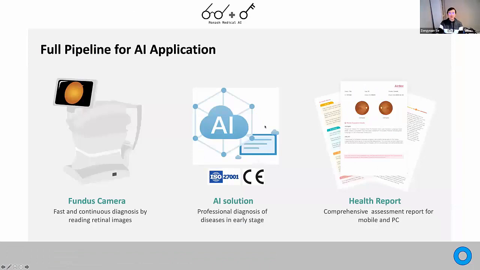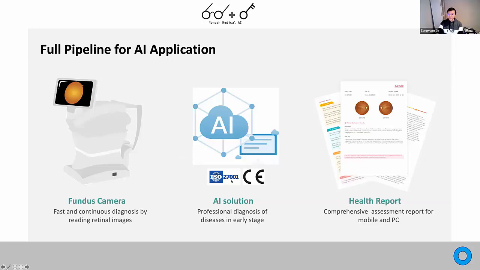Okay, because we really want to do real world diagnosis and benefit the community, if we really want to implement this model into the market, what kind of steps should we take, what kind of components do we need? First, of course, you will need a fundus camera for fast and continuous diagnosis by reading retinal images, and hopefully that can be fully automatic. Then you just need an operator to operate the fundus camera, not a specialist, especially given that ophthalmologists, especially in Australia, are way below demand.